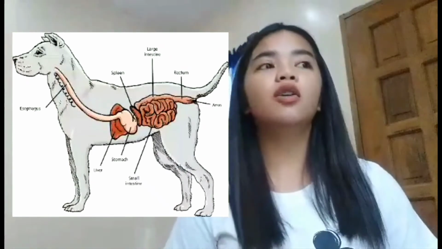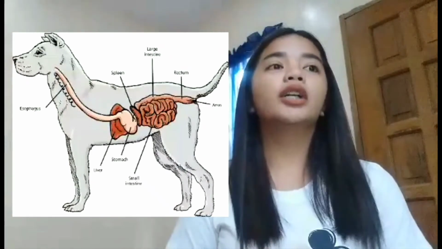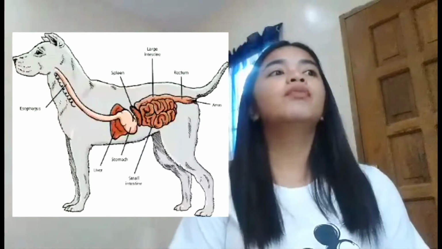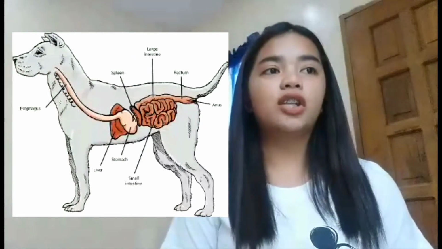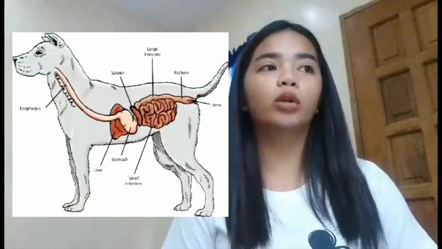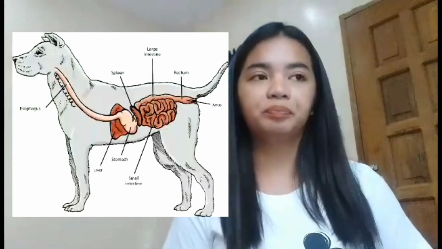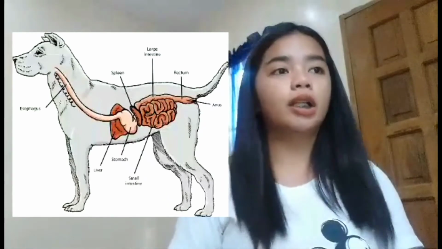The large intestine of the dog basically connects the small intestine to the anus. The large intestine is about 16 inches in length in a 40-pound dog and is larger in diameter than the small intestine. Next is the small intestine.